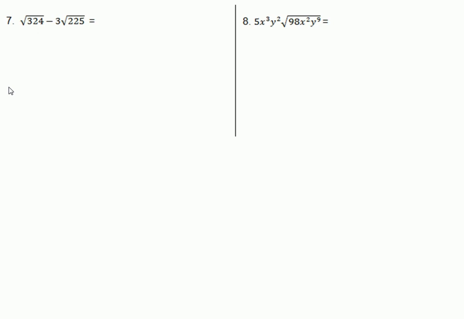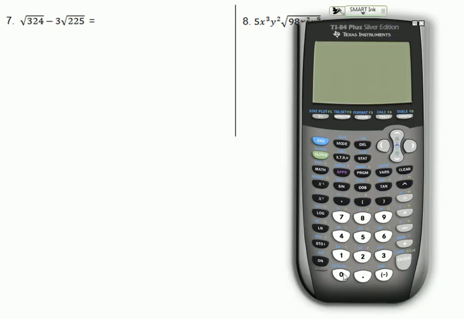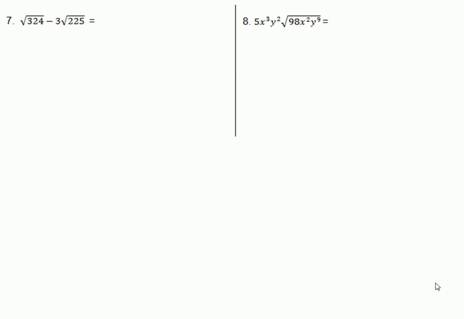So our first square root expression is the square root of 324. 324 is actually a perfect square, and I'll prove it to you. If you type in second, x squared, 324, you get a whole number, 18. So this part simplifies to 18, not square root of 18, just 18. There's no square root sign left.